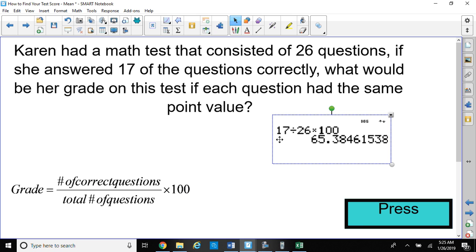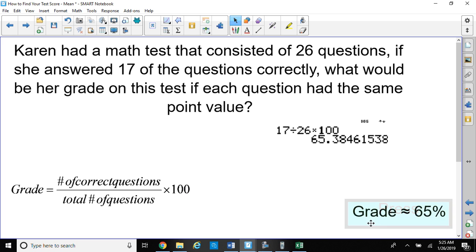So that's how you would do it with a calculator. Remember, it's just the number of questions you have correct over the total number of questions times 100. And that would give her the percent grade, 65%, when we round it off. Remember, if it's 5 or above, we would shove up this by 1. If it's 4 or below, we leave it alone.